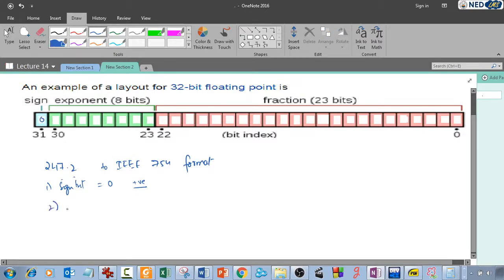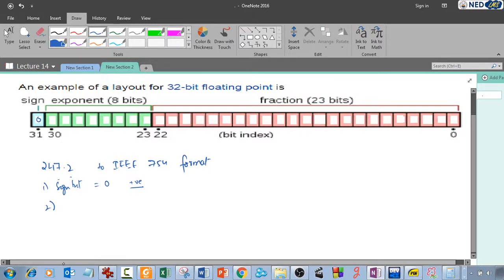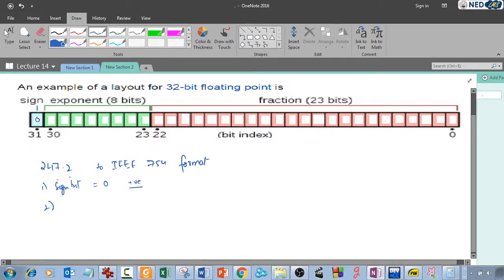Then the second part is we want to convert 247, which is in base 10, to binary. There's a really simple way of doing that. We can just write the placeholders 1, 2, 4, 8, 16, 32, 64, 128 and 256. So we turn on 128, we turn on 64, and then we turn on 32 and so on and so forth. We just turn on the bits which are needed.